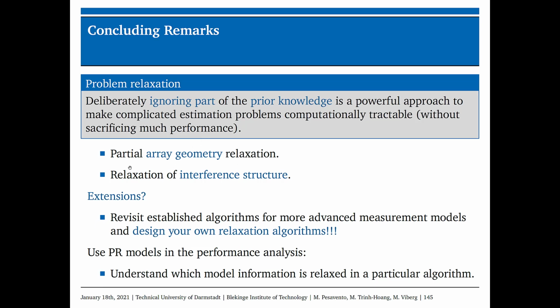We considered different types of relaxation, namely partial relaxation of the array geometry, as for example in the ESPRIT and the REA algorithm, and the partial relaxation of the interference structure, as for example in the PR estimators. We hope that the new partial relaxation framework and the approximation methods that we introduced in this tutorial inspire you to design your own partial relaxation and approximation algorithms by revisiting existing estimation approaches for more advanced data models in the context of direction of arrival estimation and also in other applications.